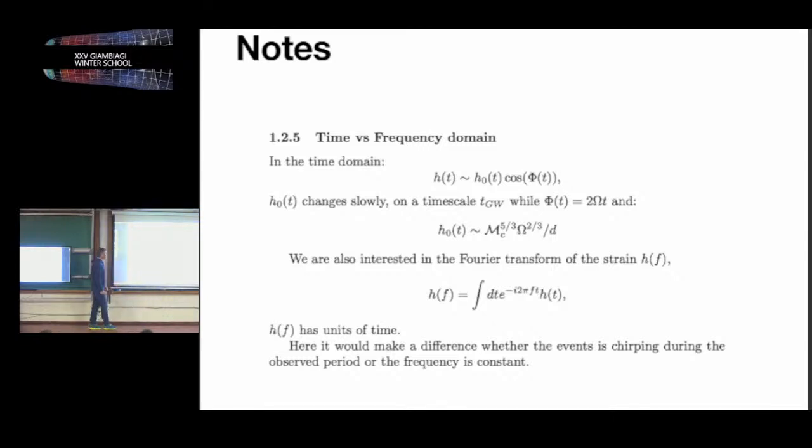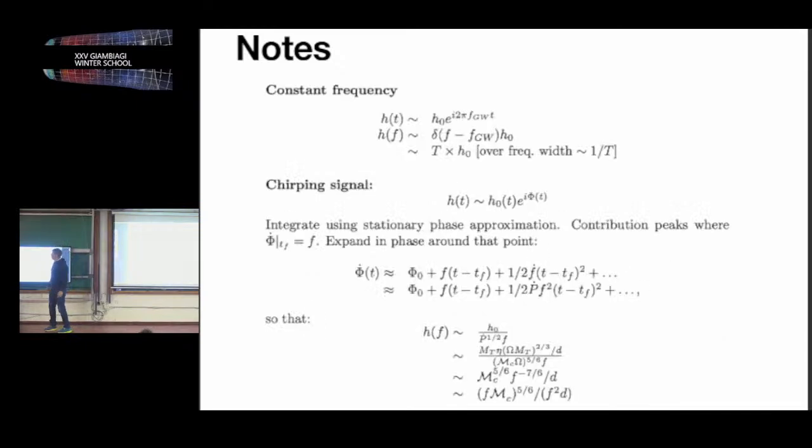Another thing that we are usually interested in is the Fourier transform of this, to know the strain as a function of frequency. So just the regular Fourier transform of this h of t, right? And just as a reminder, this h of f has units of time. If I put it in the Fourier transform, h of t is dimensionless, and h of f has units of time, right? So if I want to do something dimensionless, I need to do something, for example, multiply by the frequency. Okay, so there's two options.